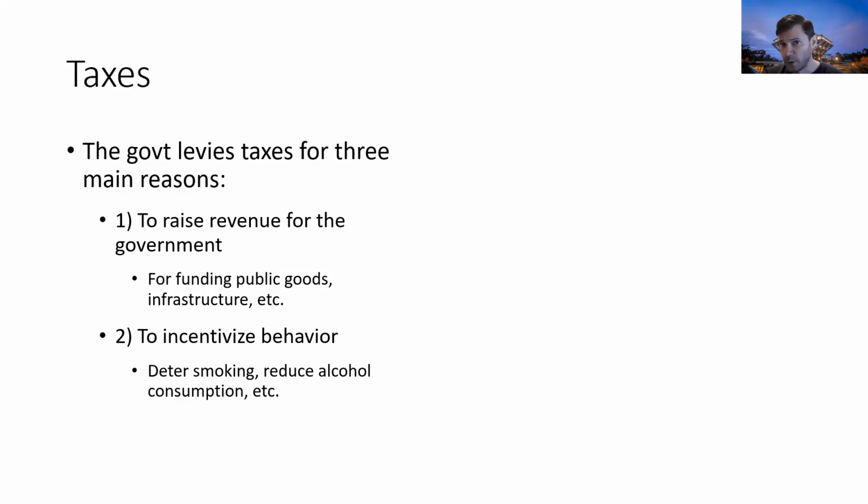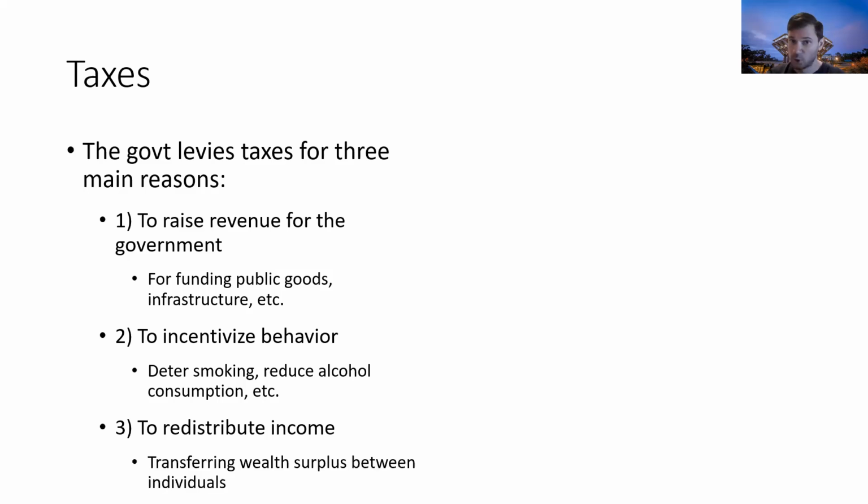There's a third reason we also tax. And this is one that maybe Bernie Sanders is a little bit more behind than other folks are at this point. But most economists agree that this is absolutely a legitimate role for the government to play. And that is to redistribute welfare. Right? Transferring surplus between buyers and sellers.